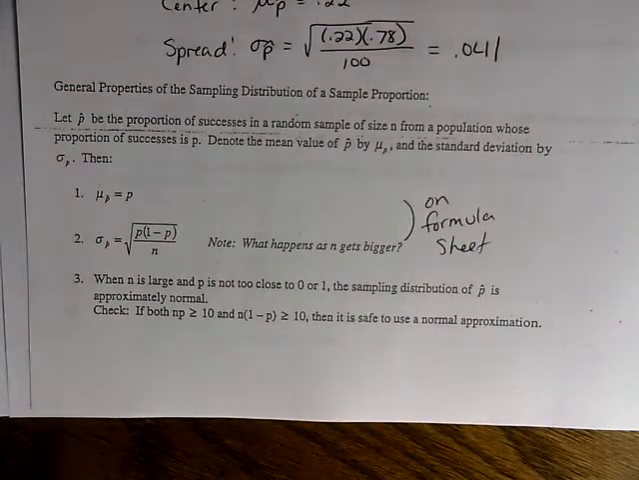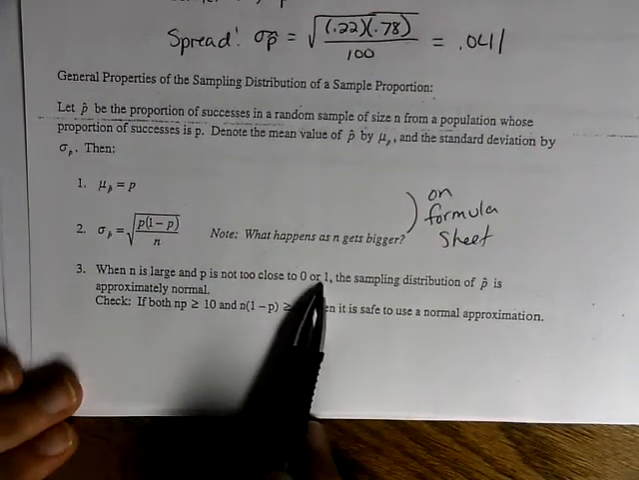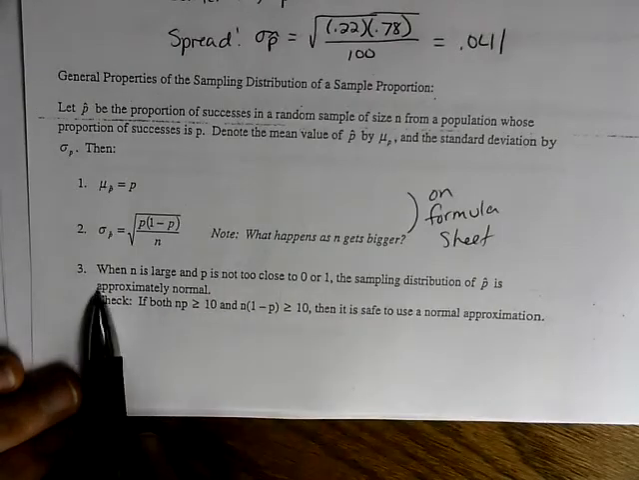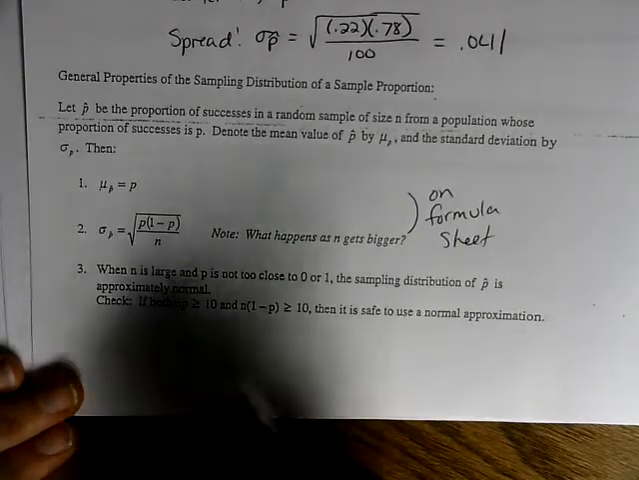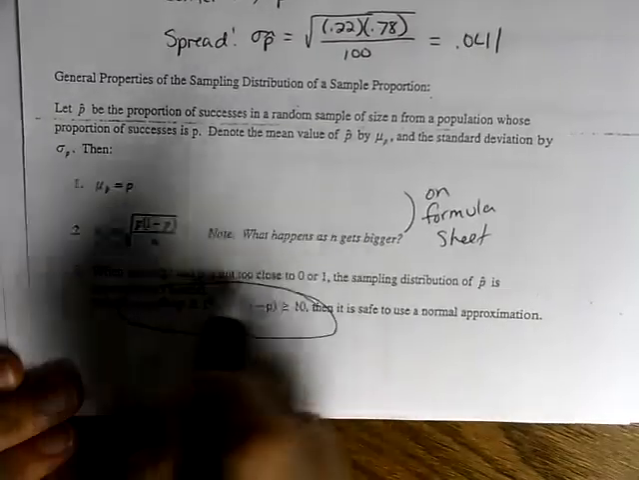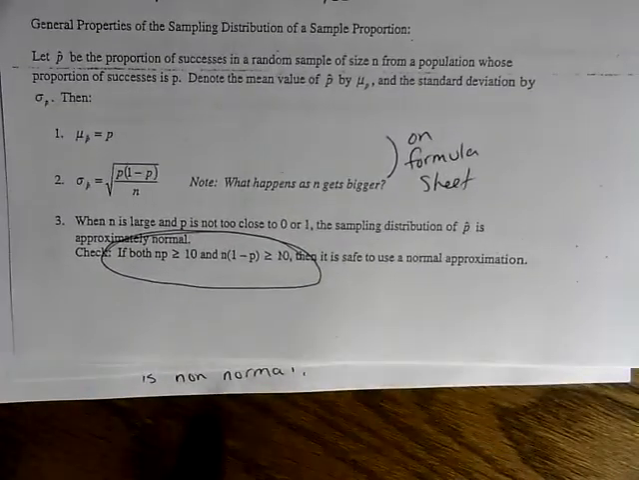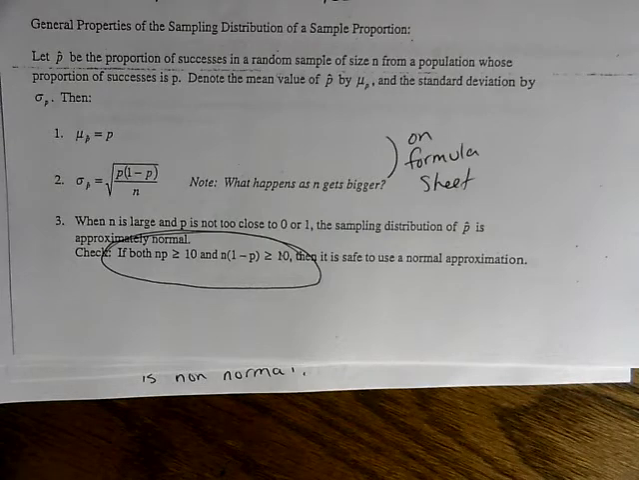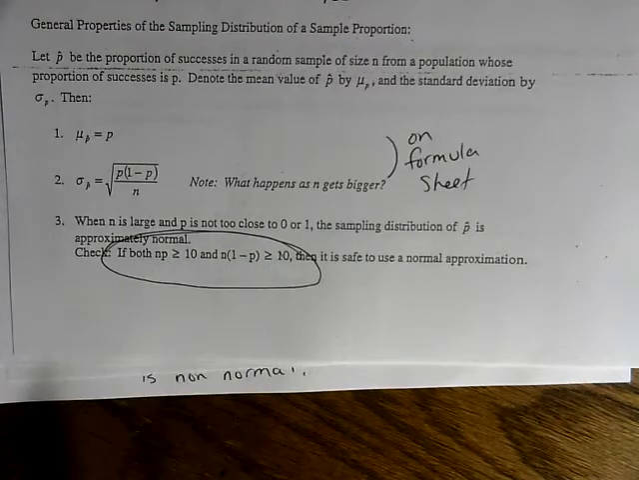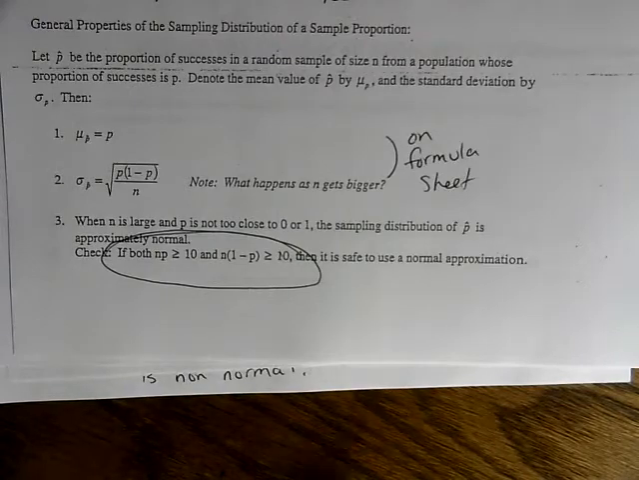When n is large and p is not too close to 0 or 1, the sampling distribution of p hat is also approximately normal. Here's our check. It's not as simple as just n being greater than 30. n times p has to be greater than or equal to 10, and n times 1 minus p has to be greater than or equal to 10. Then it's safe to use our normal approximation. These are the ones we have to check. It takes a little bit more, but it's not too bad.